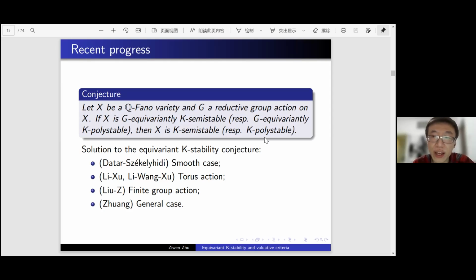But in my talk today, I want to focus more on the finite group action case. Although our result is already covered by Zhuang's results, some of the arguments in our proof can still be applied to some examples. We'll see later that we can deduce the K-stability of some examples of cubic hypersurfaces.